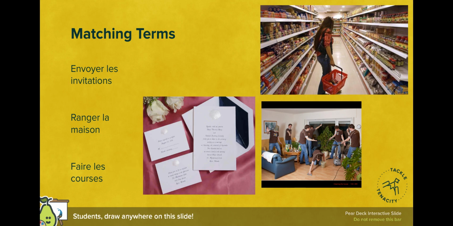Okay, so do me a favor and try and match these terms. Normally when I show this to kids in class, they have their laptops and they can interact with the slides. But since we're doing this over video, you'll just have to imagine that you draw a line, or just draw a line on a sheet of paper and tell me what that word means. So our first one we have is envoyer les invitations. Then we have ranger la maison and faire les courses. So I'll give you a quick second. You can pause the video in order to match those three words to those three pictures.